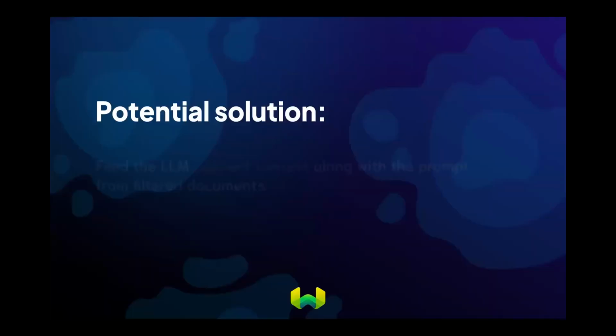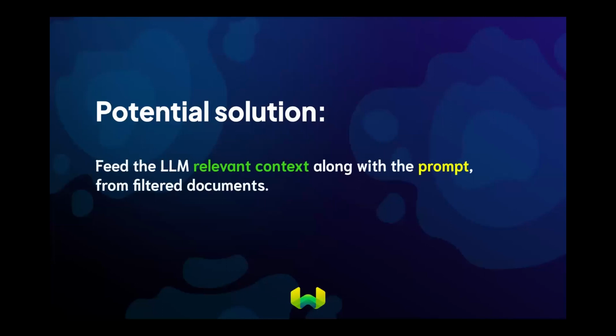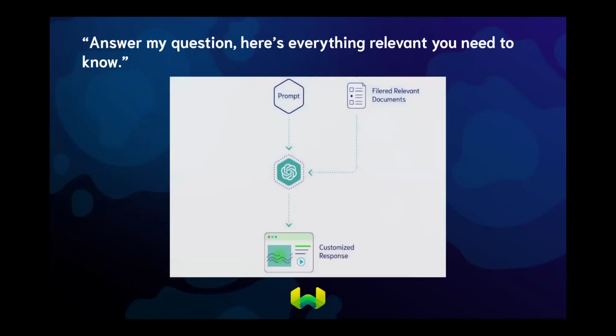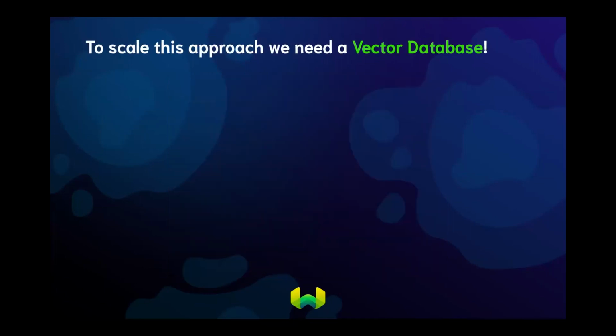So a potential solution to this is to feed this large language model the relevant context, then the prompt, and the relevant context will come from filtered documents. So essentially, you tell the model, answer my question, and here's all you need to know. What you need to know being a set of filtered documents. And you have the OpenAI logo there, the prompt, and the filtered documents will come together, and the OpenAI or other LLM would return you a customized response. And to do this at scale, you need what's called a vector database. And that's what Weaviate is.